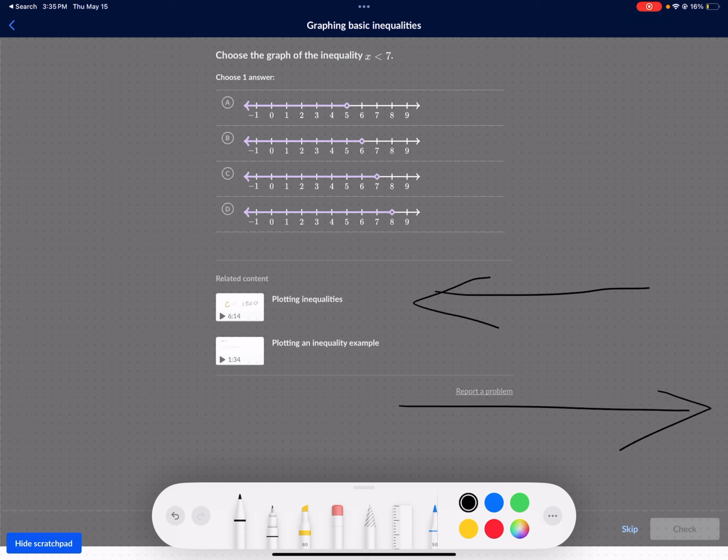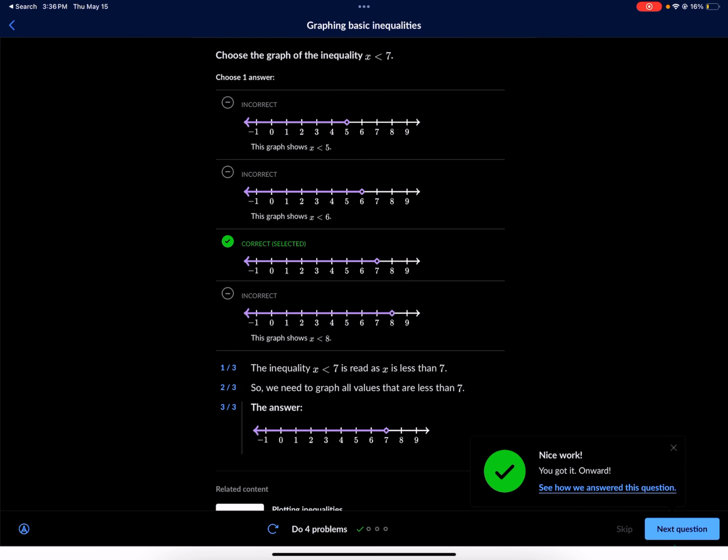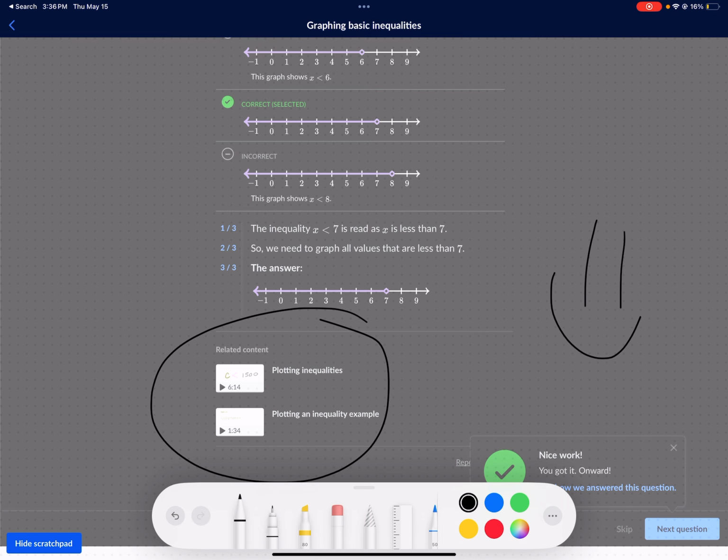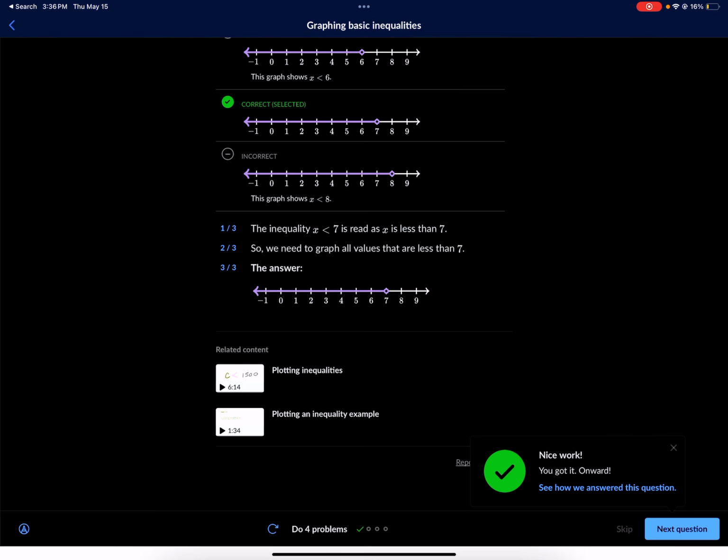So, let's find 7. That is right here. And then we want to go to the left since it's less than. So, C is our answer. If you got that right, good job. If you didn't, here's the videos. Happy studying. And yeah, I'm kind of going fast because these units are kind of easy.